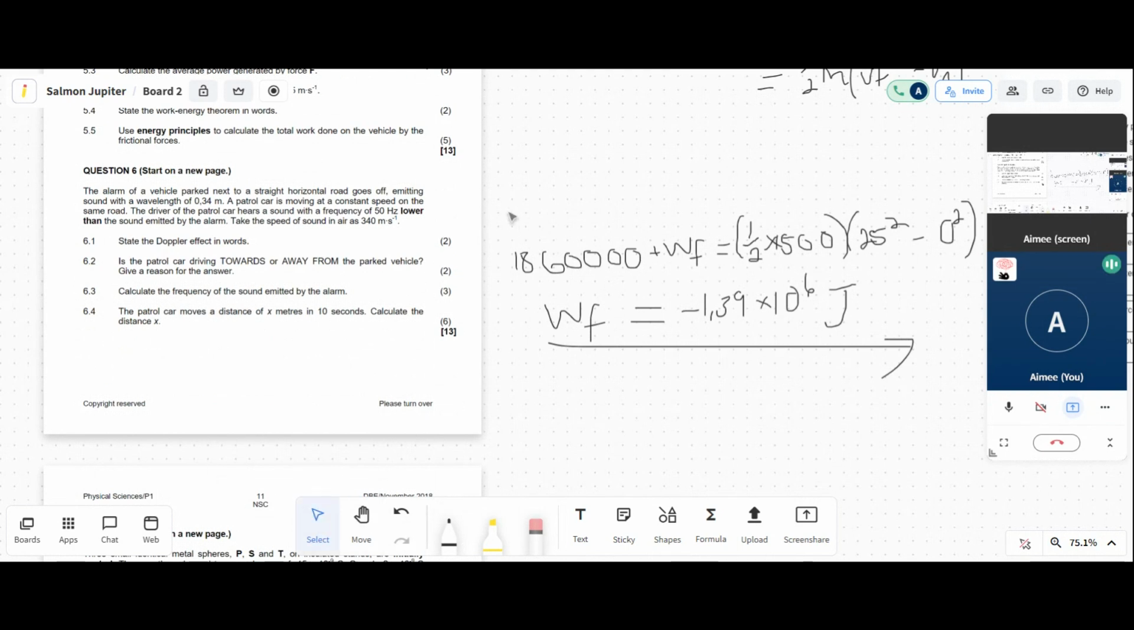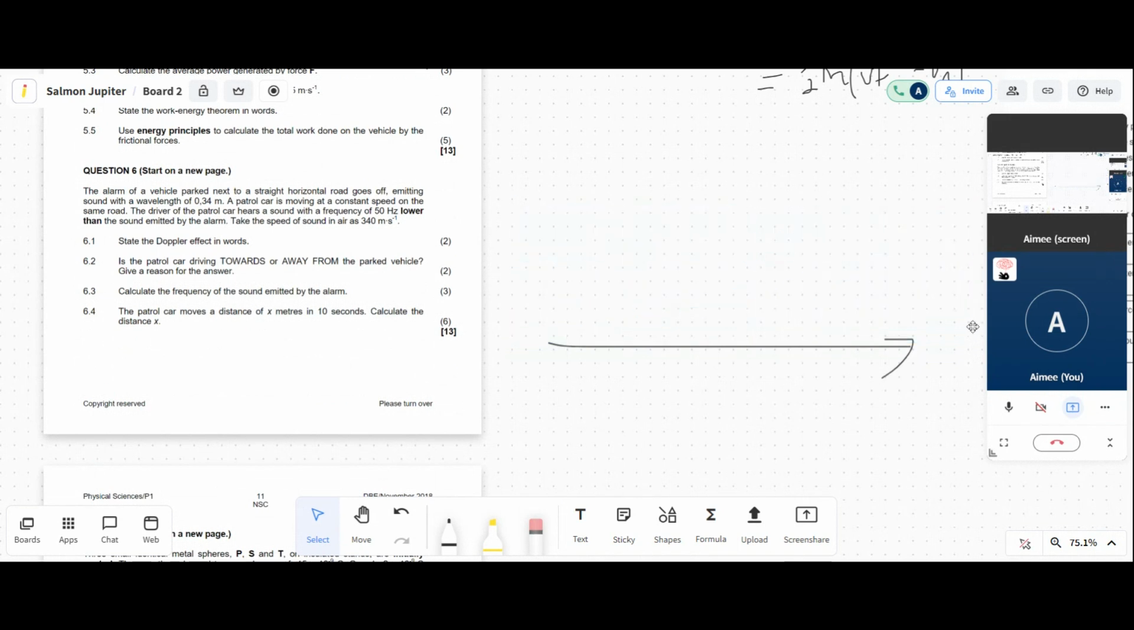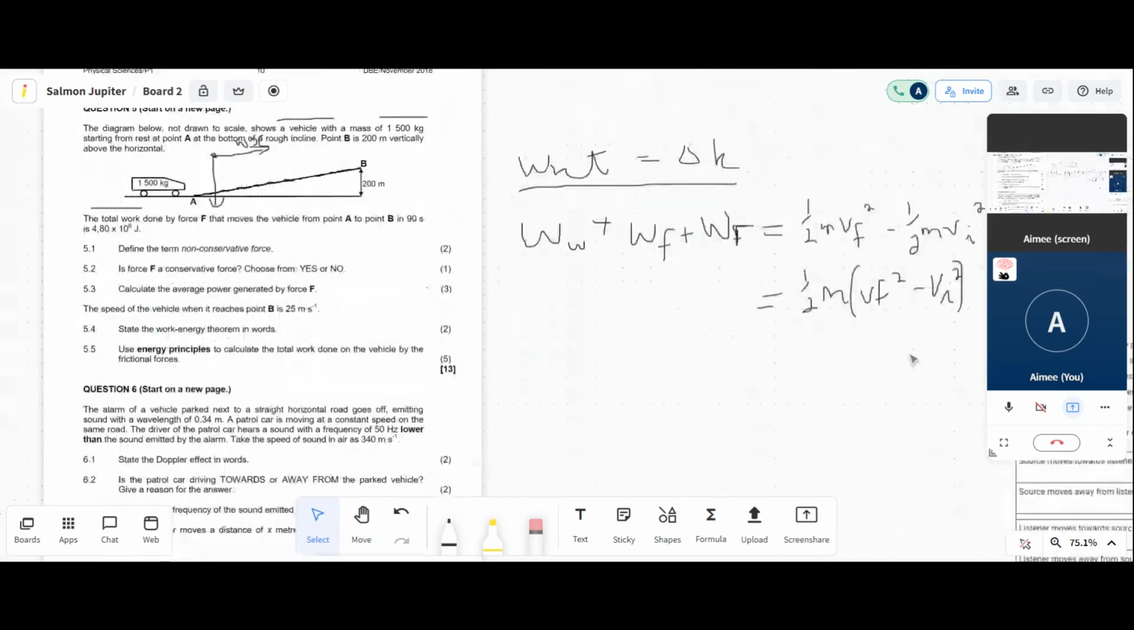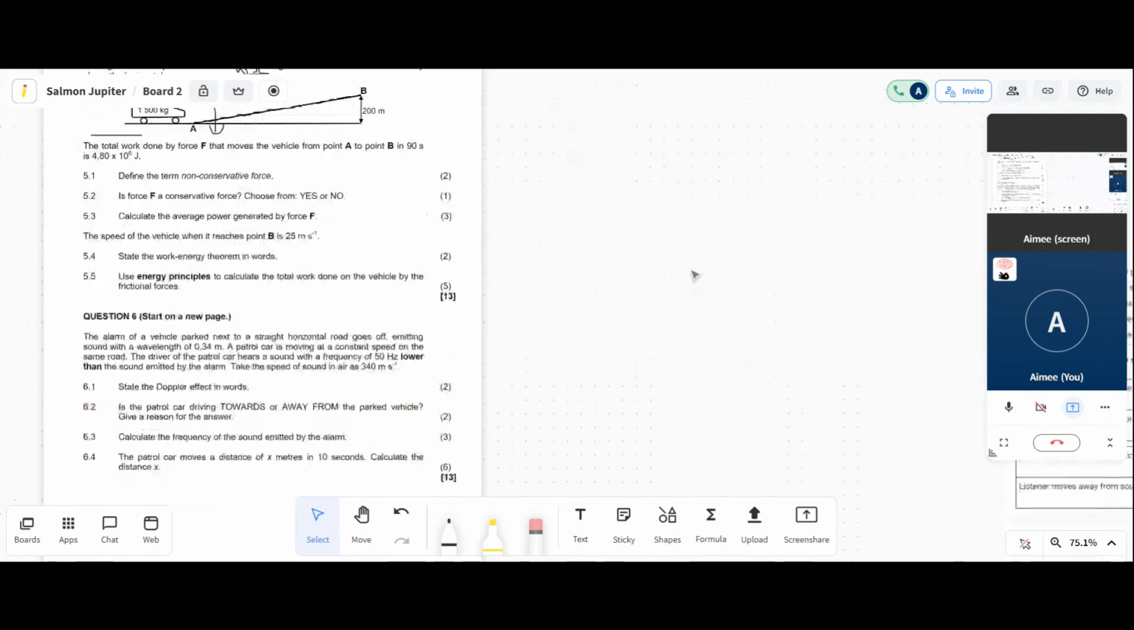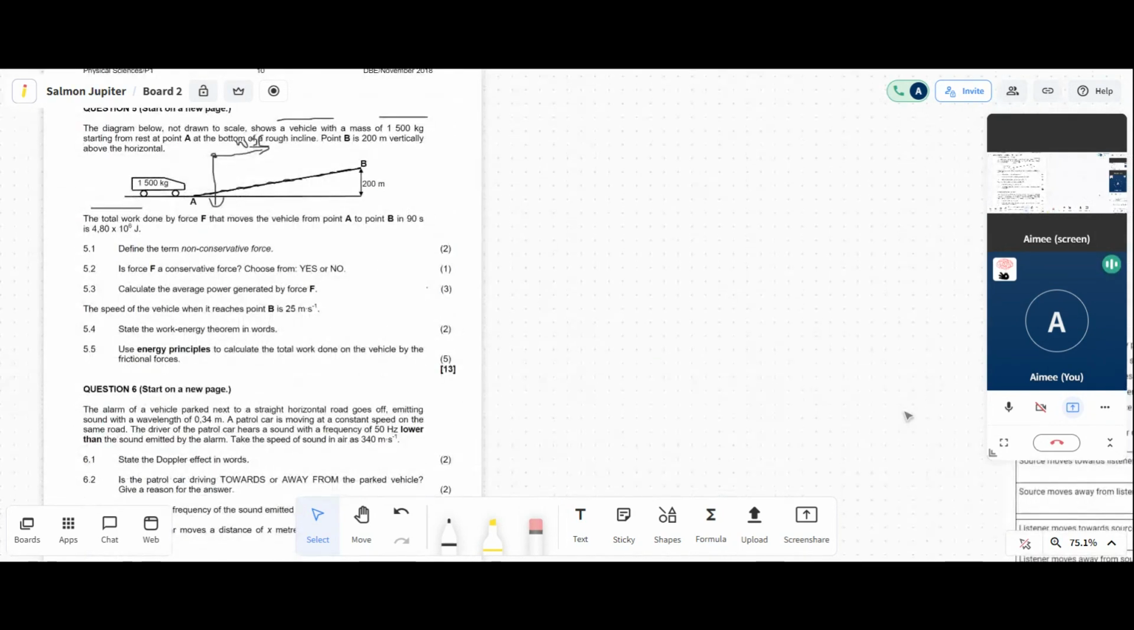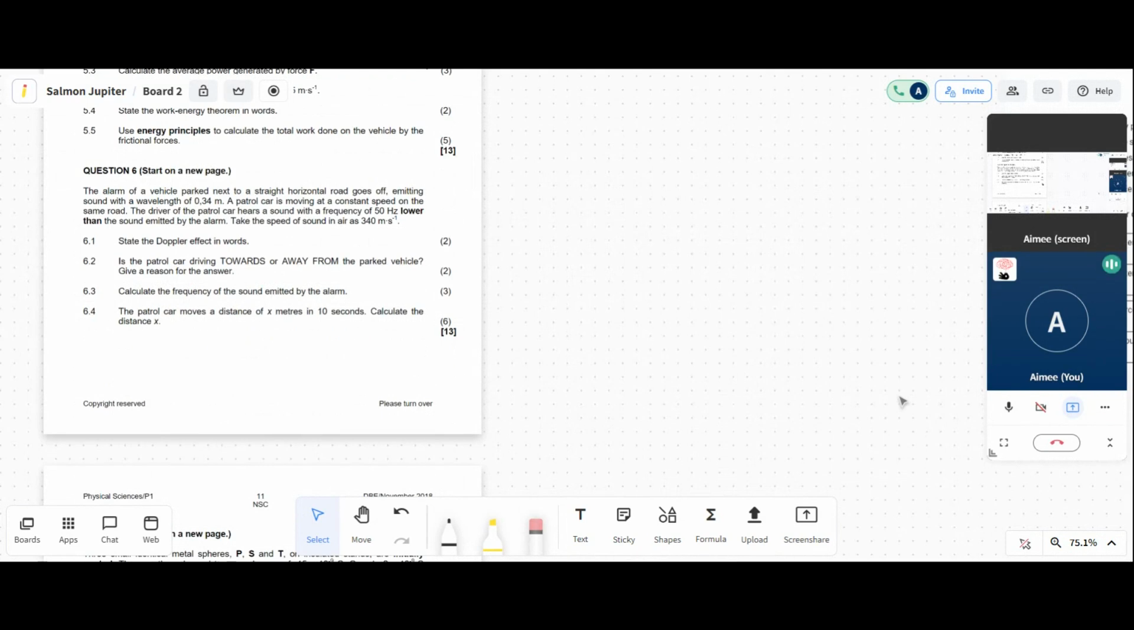Okay, cool. Now that question is done. Let's move on to question 6. Okay, so question 6 is a Doppler effect question. Okay, let's have a look.